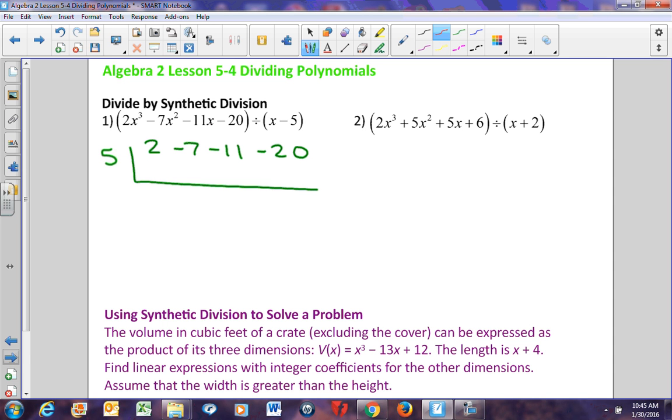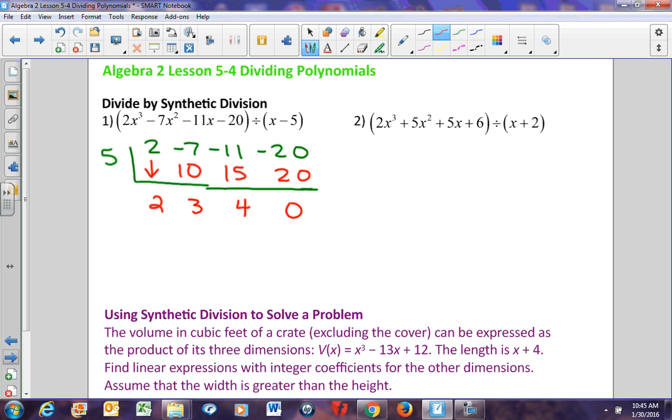Remember, bring down. That's a 2. 2 times 5 is 10. Negative 7 plus 10 is negative 3. Negative 3 times 5 is negative 15. Negative, positive 3. You didn't want to do that. Step back, go back, and this is something that doesn't look right. Okay, so negative 7 plus 10 is positive 3. 3 times 5 is 15. Negative 11 plus 15 is 4. 4 times 5 is 20. Negative 20 plus 20 is 0.